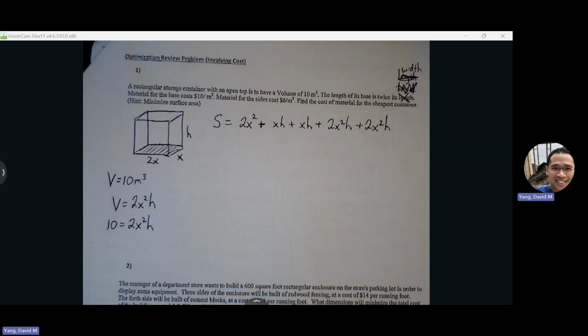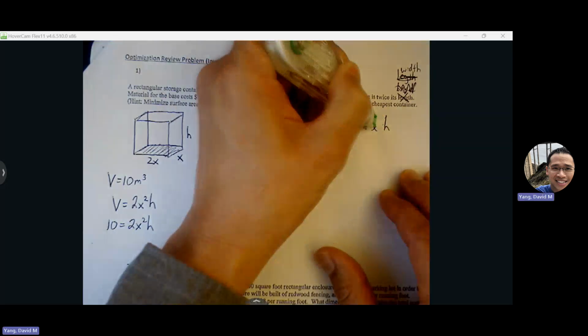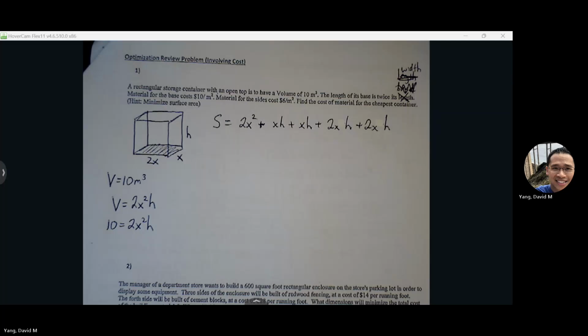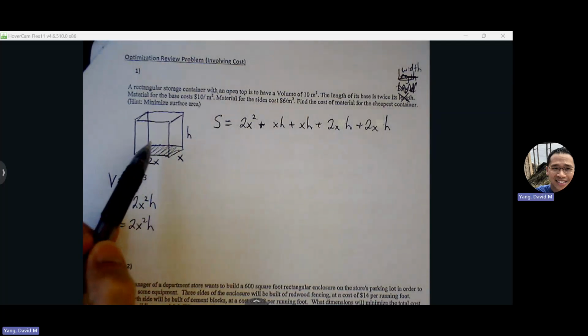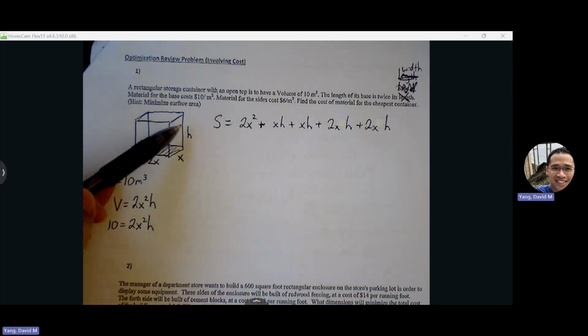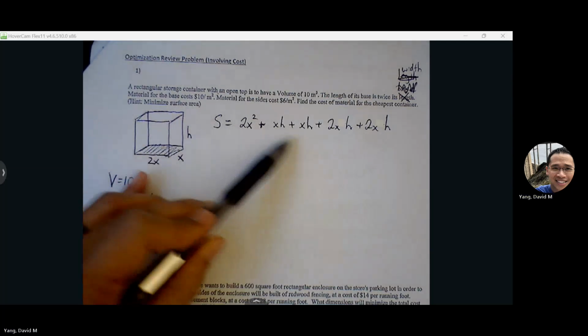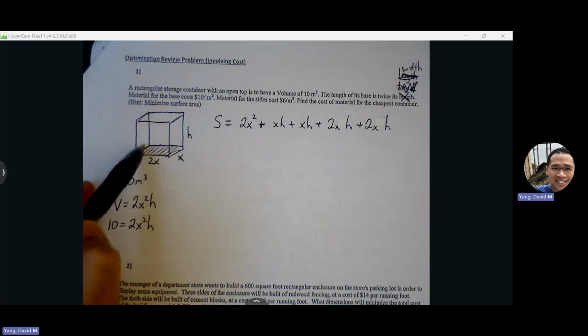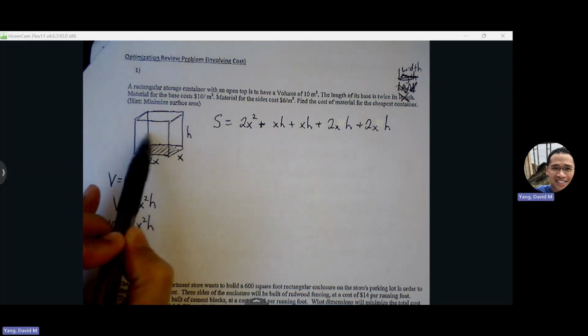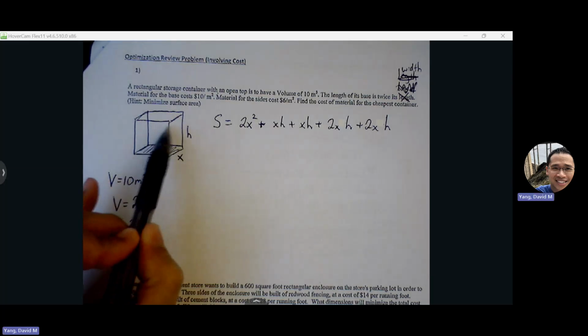Oops, sorry. 2xh. 2x. So the base is 2x squared. One of the sides is x times h. The other side is also x times h. The front is 2xh, and the back is also 2xh.